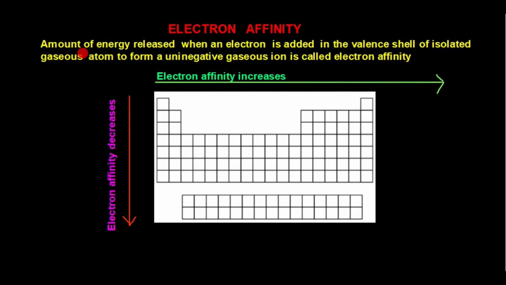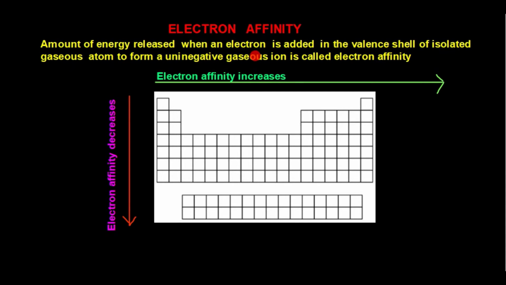That is, the amount of energy released when an electron is added in the valence shell of an isolated gaseous atom to form a uni-negative gaseous ion is called electron affinity. Actually, electron affinity explains the formation of anion.